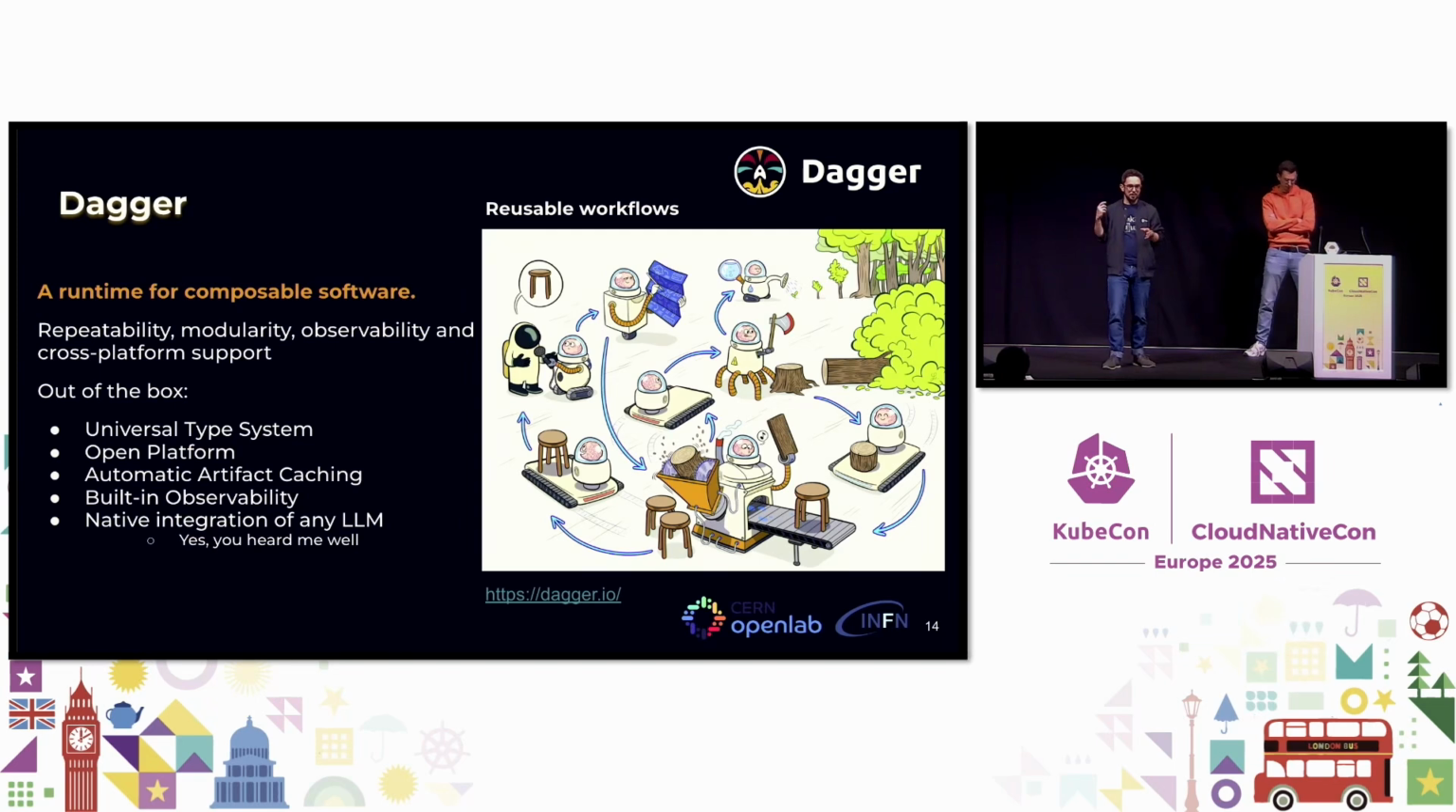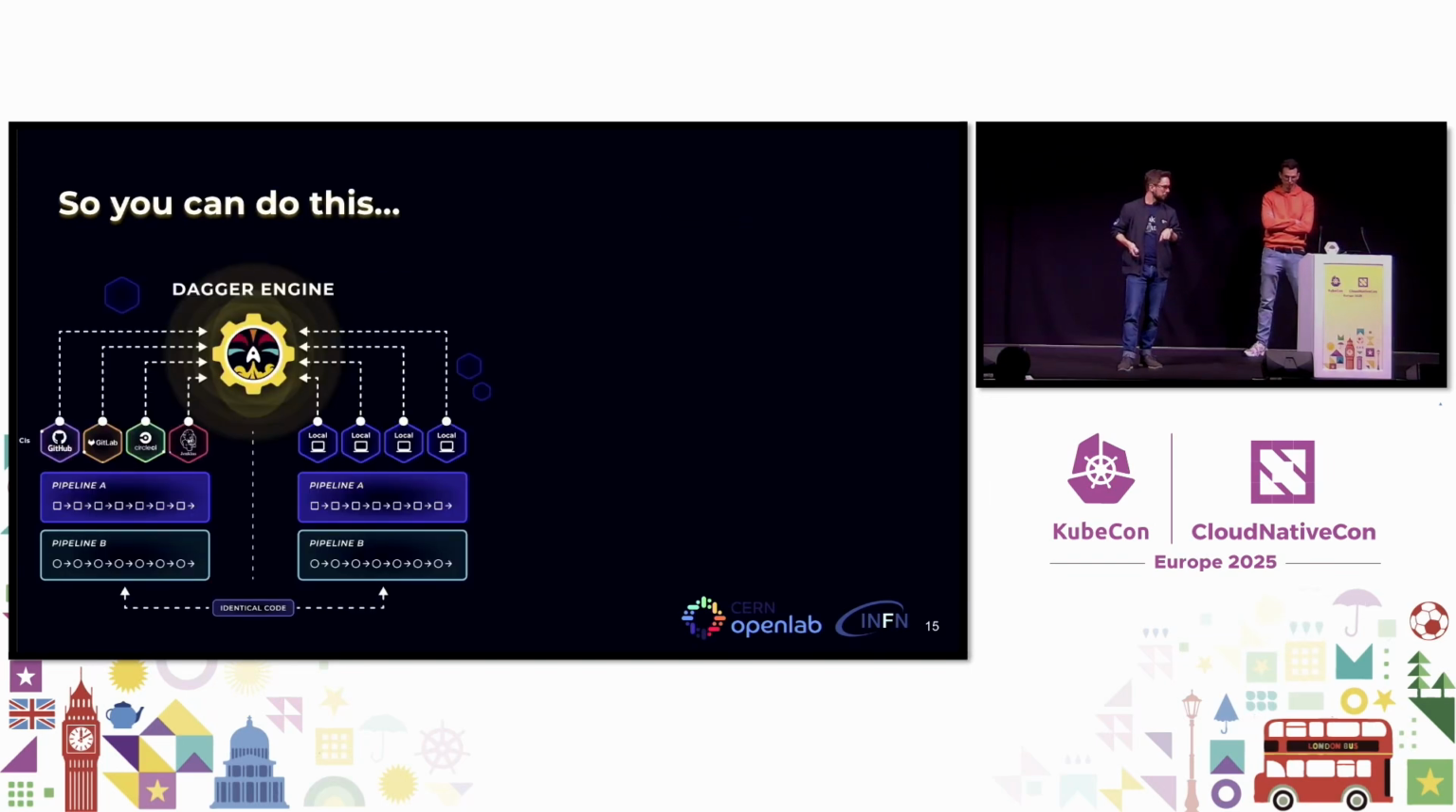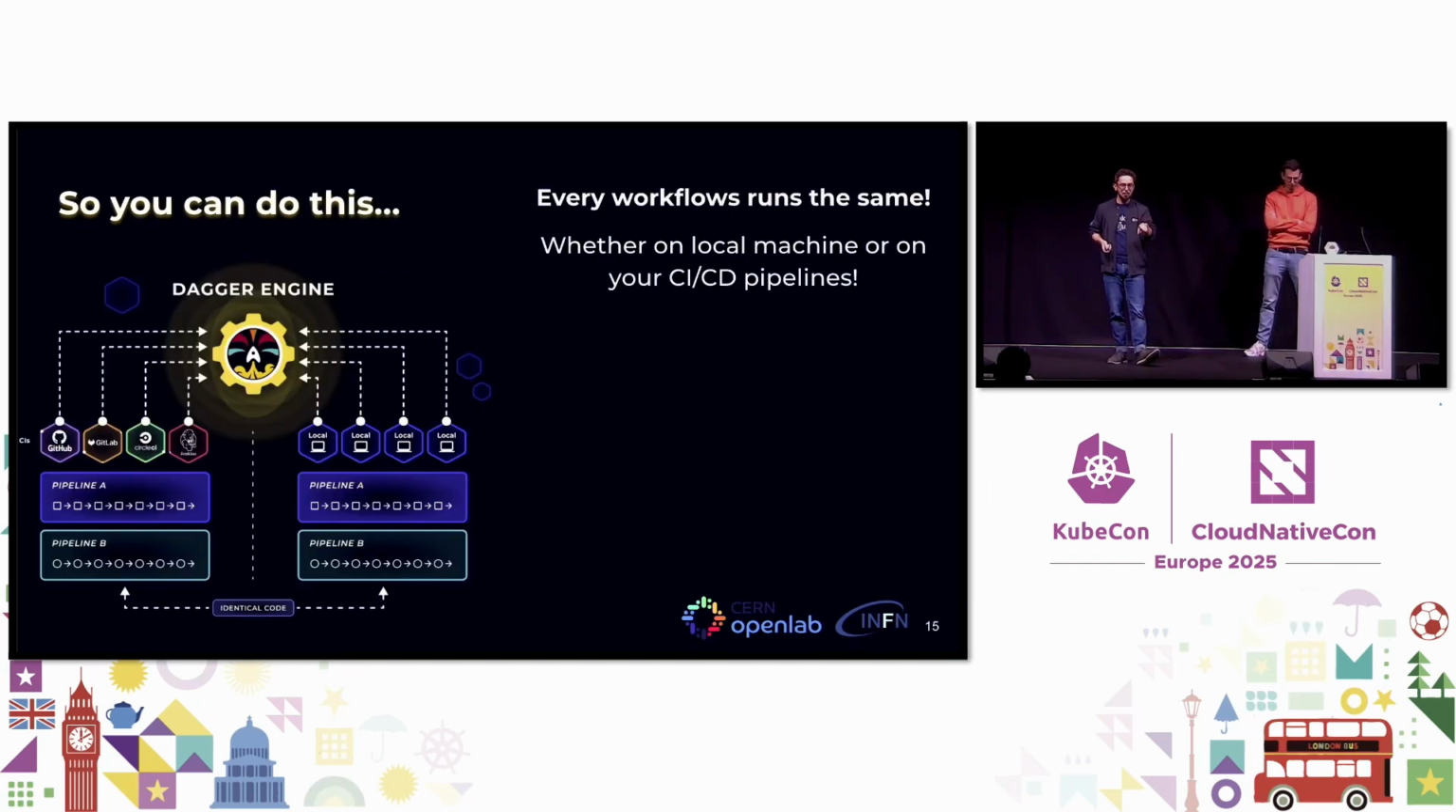This is the situation. Different modules that do different things, all together can be composed to create different pipelines that we can run on our machine, first of all. So on your laptop, you can run those pipelines. But the very same pipeline we run in the Dagger engine in your CI system.